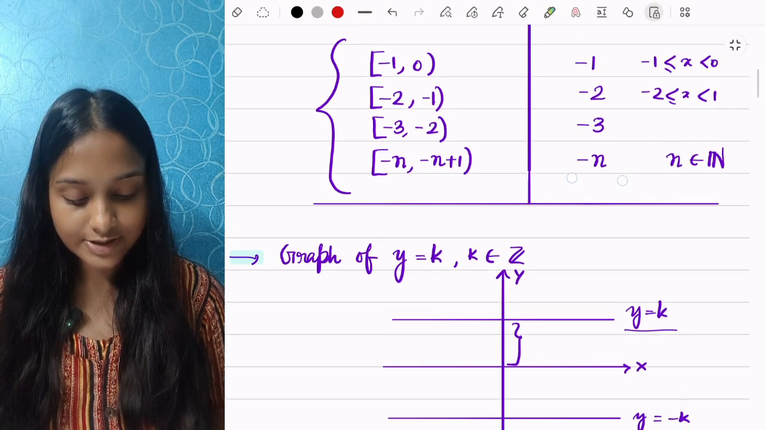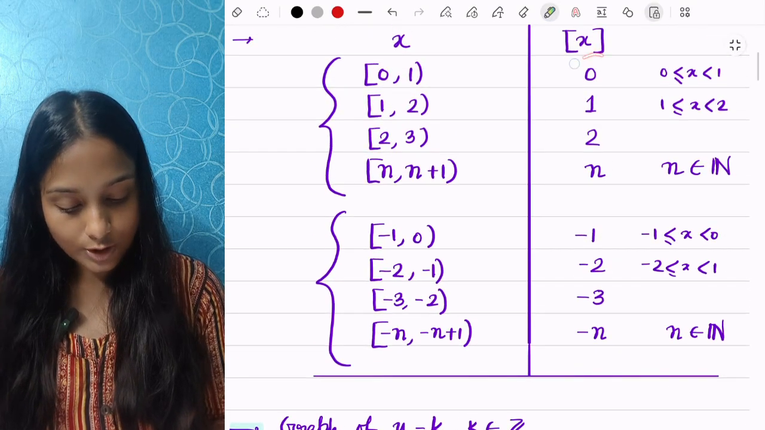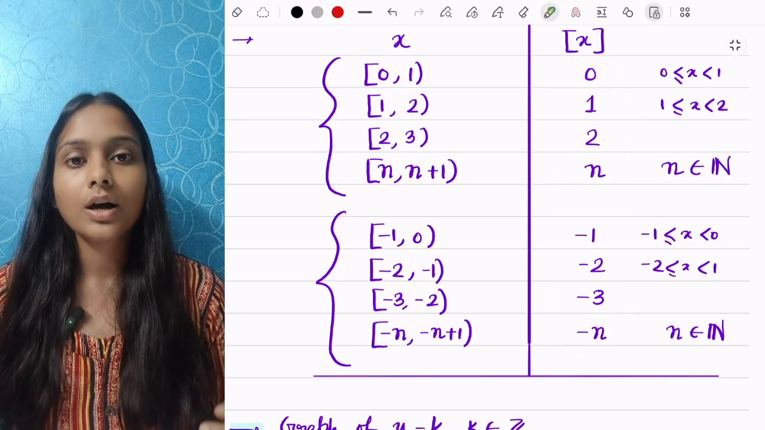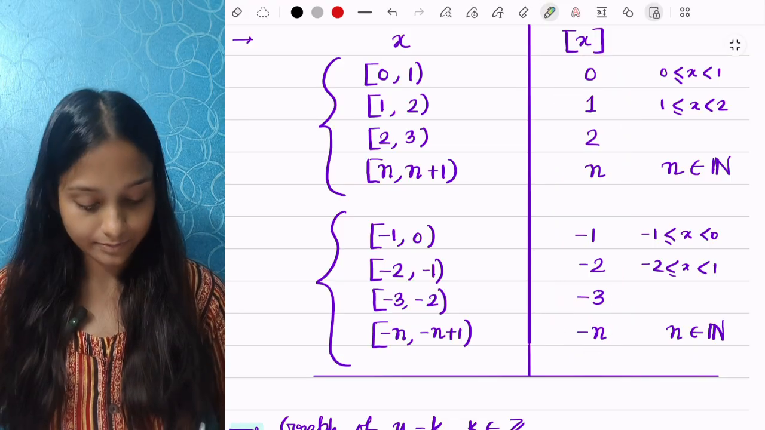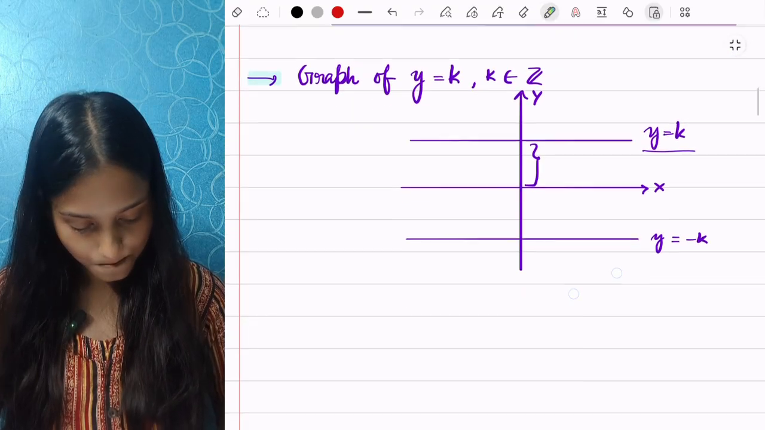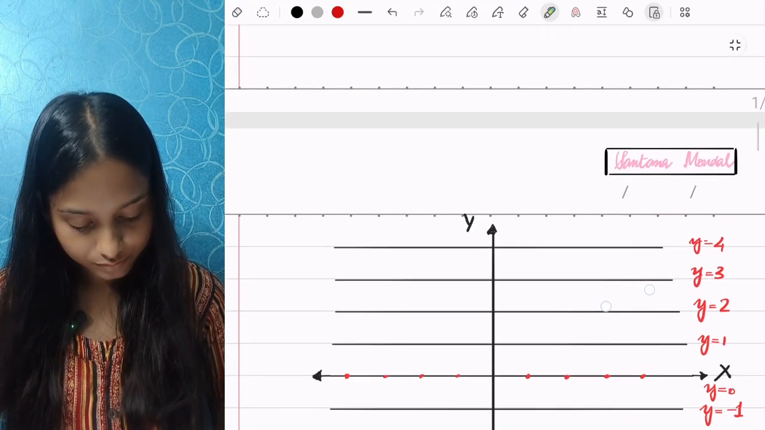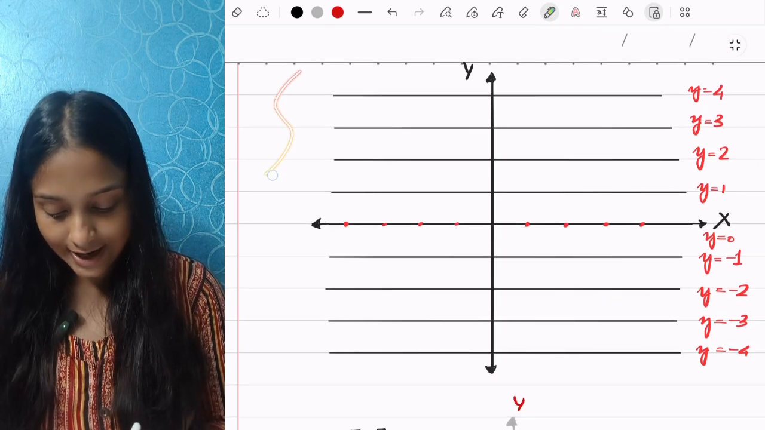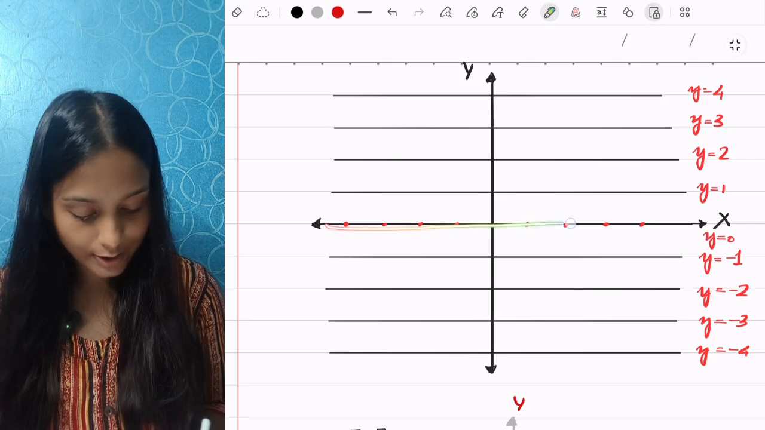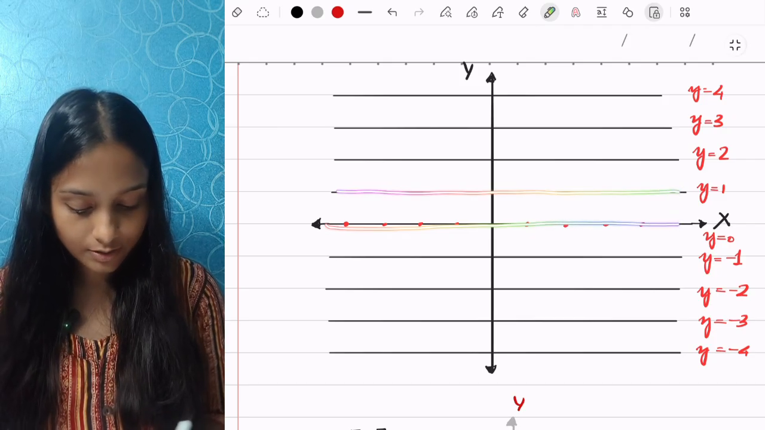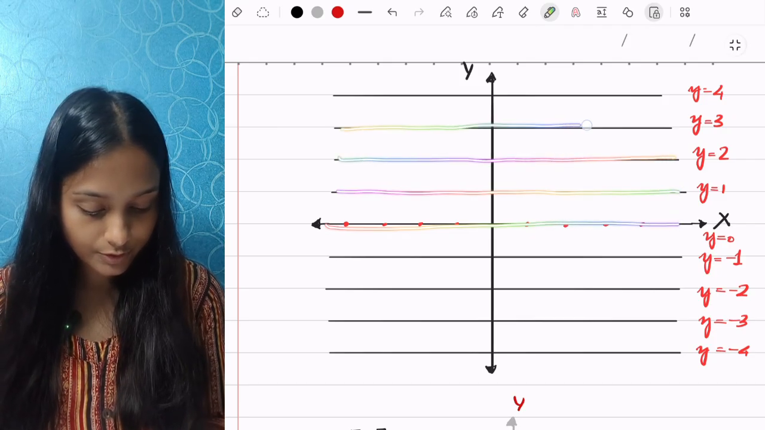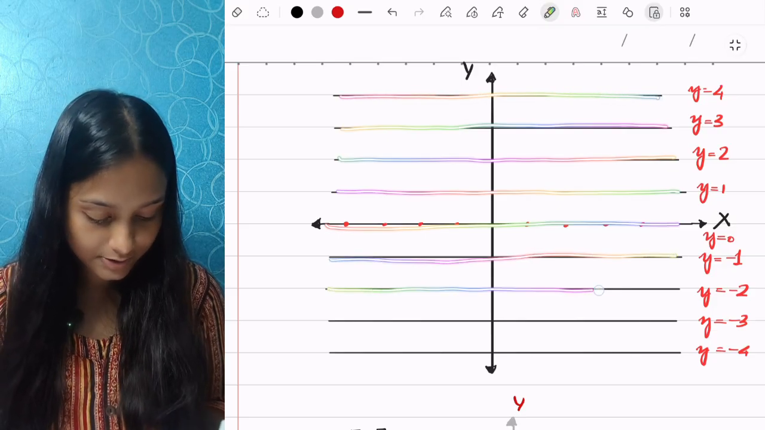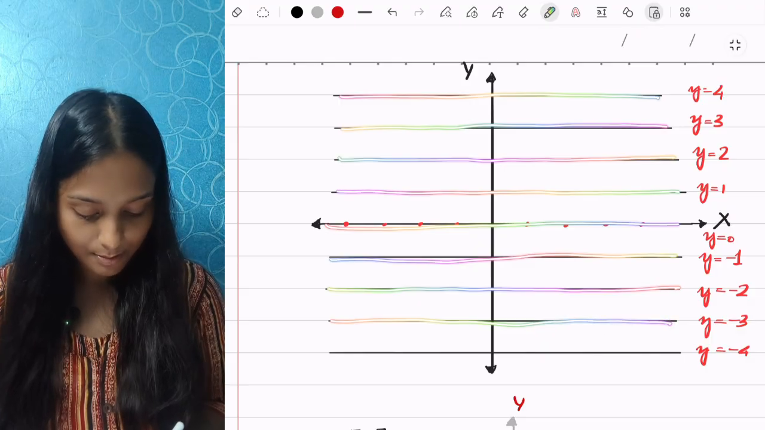Now, let us first draw all these straight lines, all these y equals 0, y equals 1, y equals 2, over the whole real line. So, if we draw like this, we will have this kind of structure. So this is y equals 0, y equals 1, y equals 2, 3, 4. Similarly, y equals -1, -2, -3, -4.